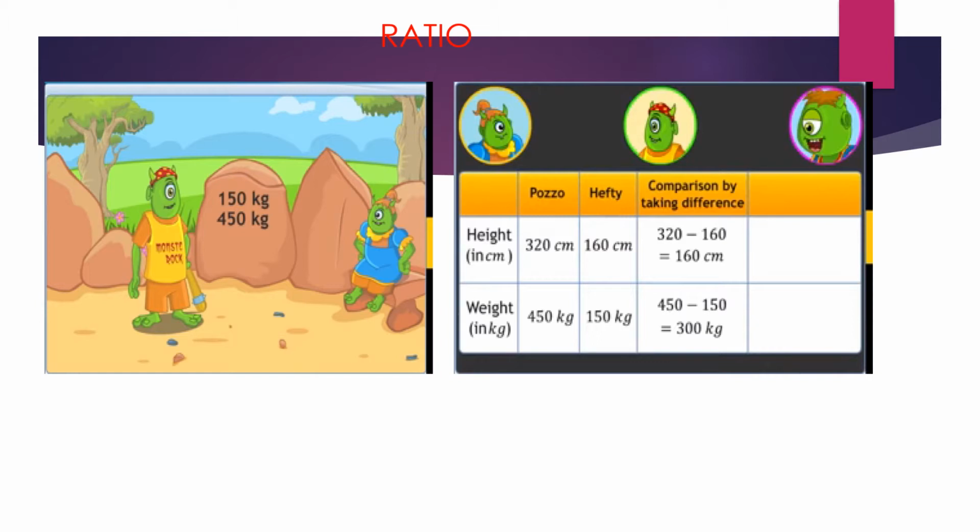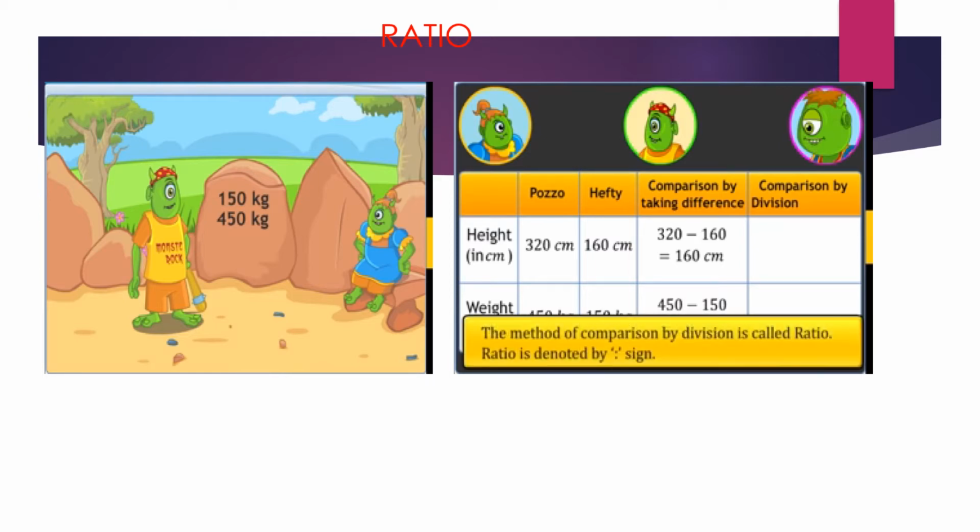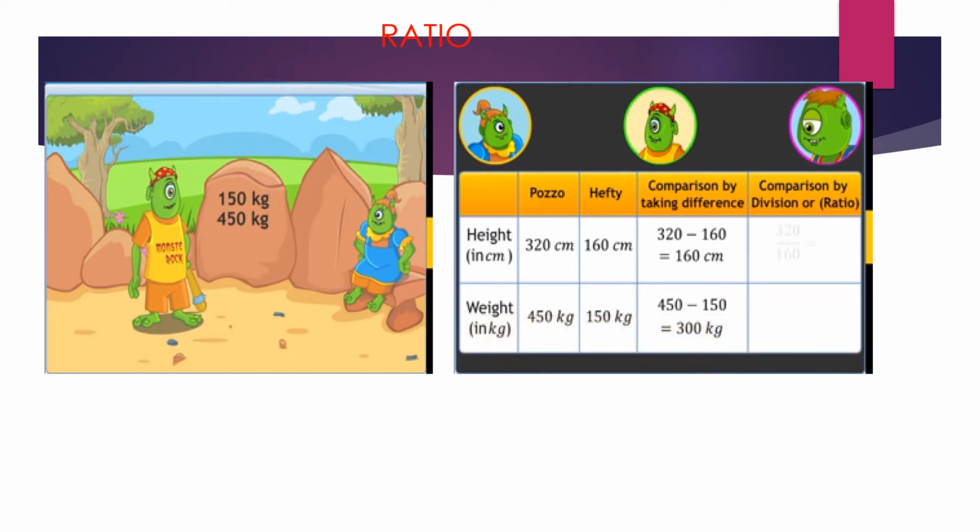To calculate how many times the quantities of weights and heights are to each other, we would need to compare the quantities by division. Now, the method of comparison by division is called ratio, and is denoted by this sign. On dividing 320 by 160, we get 2/1. So, the ratio of your heights is 2:1. In other words, Pozo is 2 times taller than Hefty.